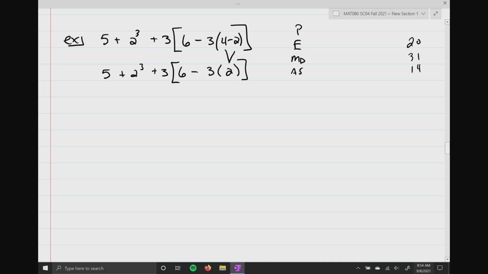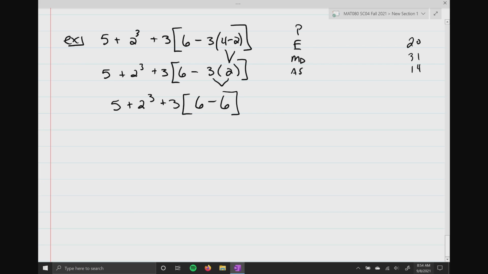Now, I still need to do the work inside the parentheses. In this case, the parentheses have now taken the form of brackets, but they're still the same. So I need to multiply 3 times 2, because if you look inside, that says 6 minus 3 times 2. So I have to do the multiplication first. I write everything exactly how it looks, and 3 times 2 is 6.